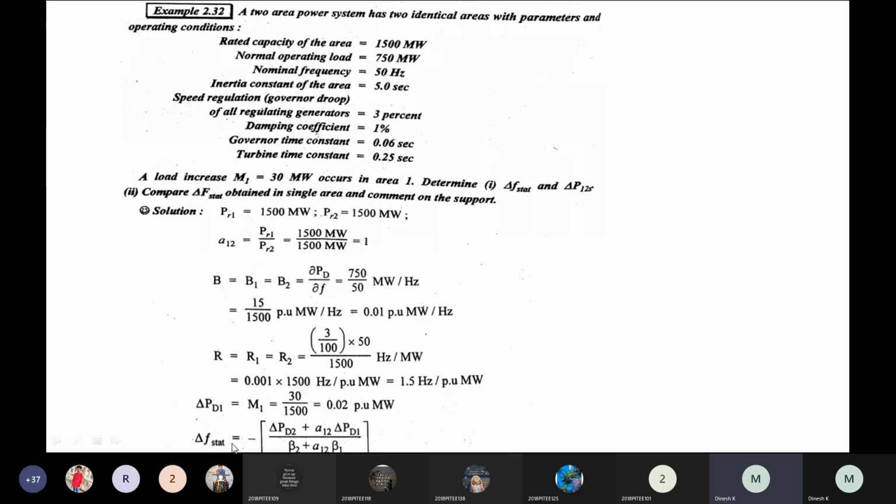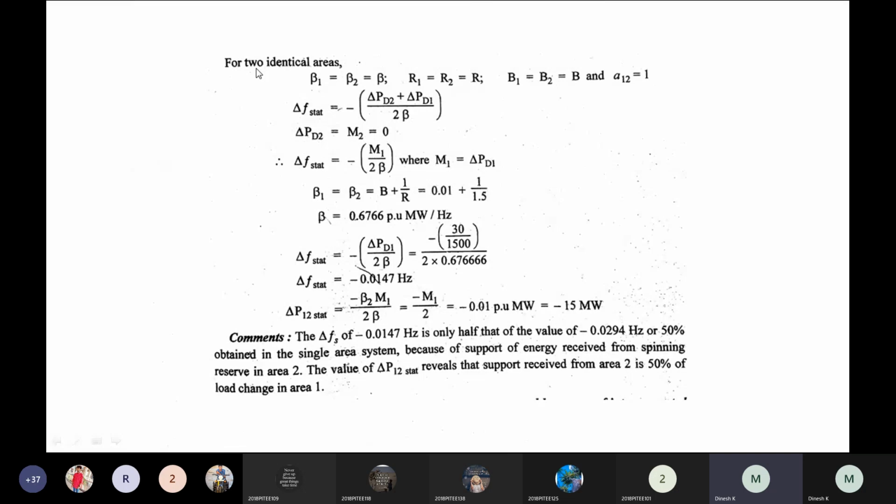So del F static, what equation do we know? Minus of del PD2 plus A12 del PD1 divided by beta 2 plus A12 beta 1. So we are going to substitute all the values we know into this del F static equation. So for an identical case, beta 1 and beta 2 are equal to beta. Likewise R1, R2 equal to R, B1, B2 equal to B, and A12 equal to 1. So A12 equal to 1 we have already proved.